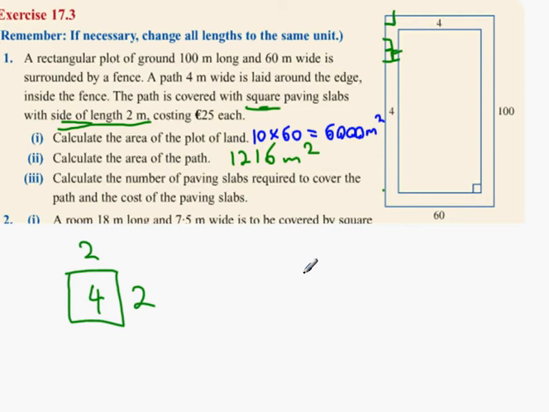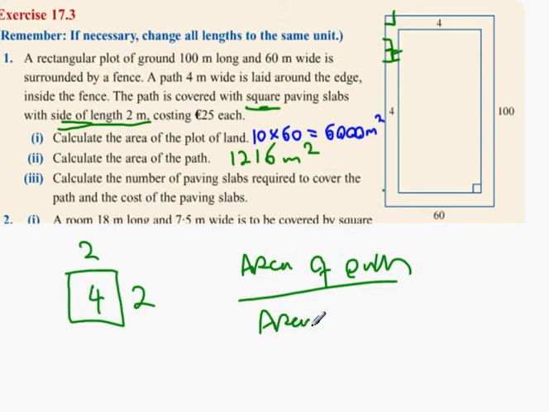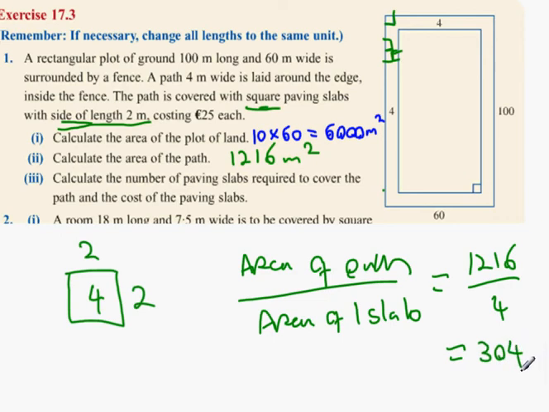So therefore what happens now? Then you divide that into the area of the path. Area of path divided by area of one slab will give you the number of slabs you need. So you have to cover 1,216. Each slab only covers 4. Divide it in and what do we get? 304 slabs. Is that right? Currently the question is pavement slabs. Is that okay?